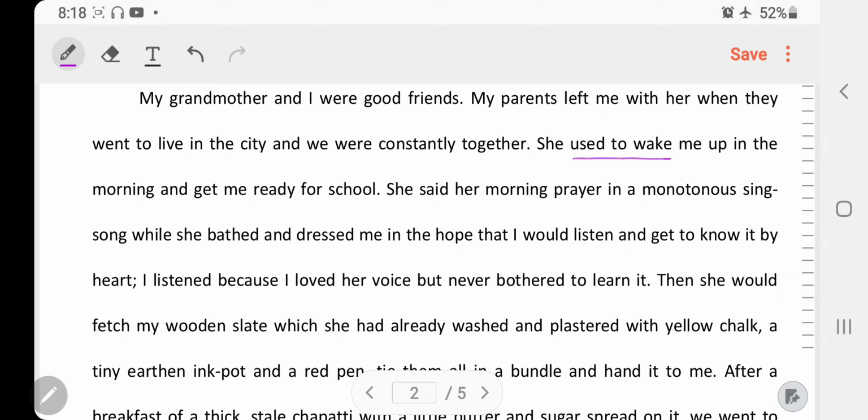Then she would fetch my wooden slate, which she had already washed and plastered with yellow chalk. Then what would happen? Grandma would fetch, means bring. Fetch means bring.